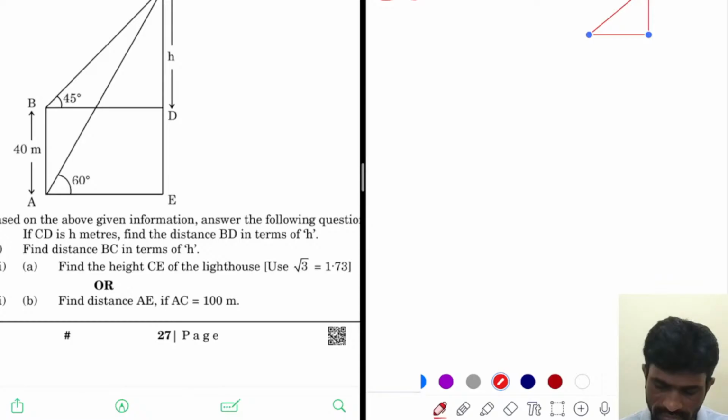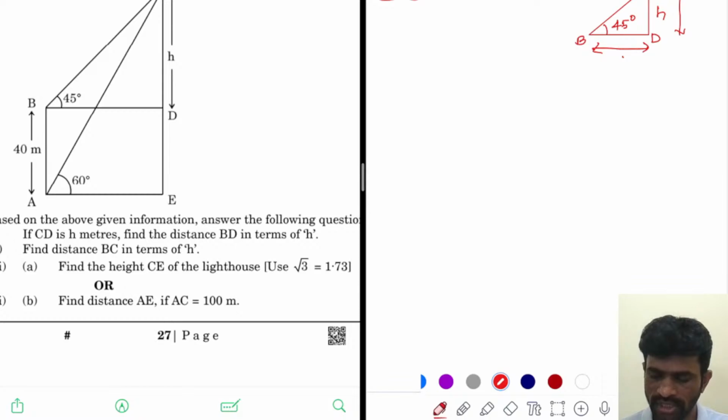In this triangle we have C, D and B here. And this is H meters, it is given. This is given 45 degrees. They are asking to find the value of BD in terms of H. This is BD and this is CD.